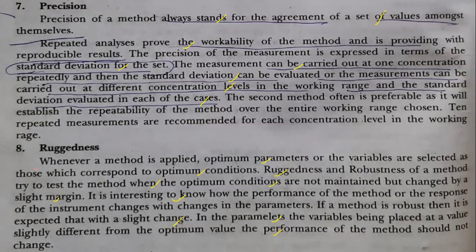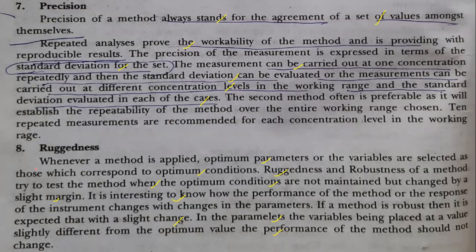Next is precision. What is the precision of a method? It always stands for the agreement of the set of values amongst the set of observations. So repeated analysis proves the workability of the method and provides reproducible results. The precision of the measurement is expressed in terms of standard deviation for the set.